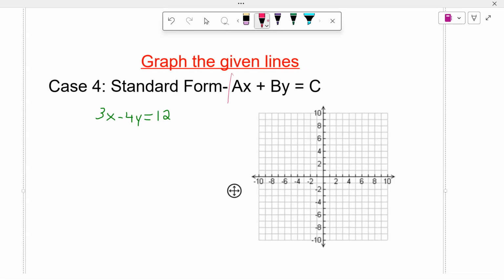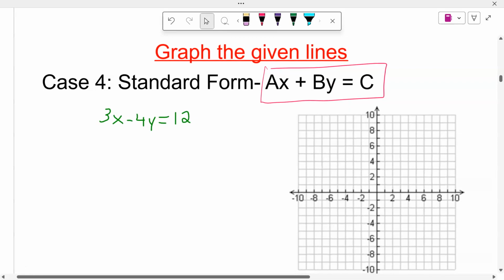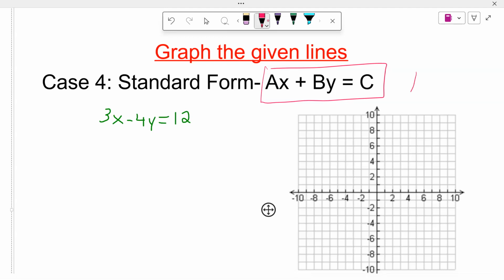You might have also talked about, and I'm sure you did, standard form, ax plus by equals c. Now, it looks scary. And some people might deal with this in a different way than I do. But me personally, I know I can always convert to slope-intercept form. I can make it look like this. Why or how? By getting y by itself.